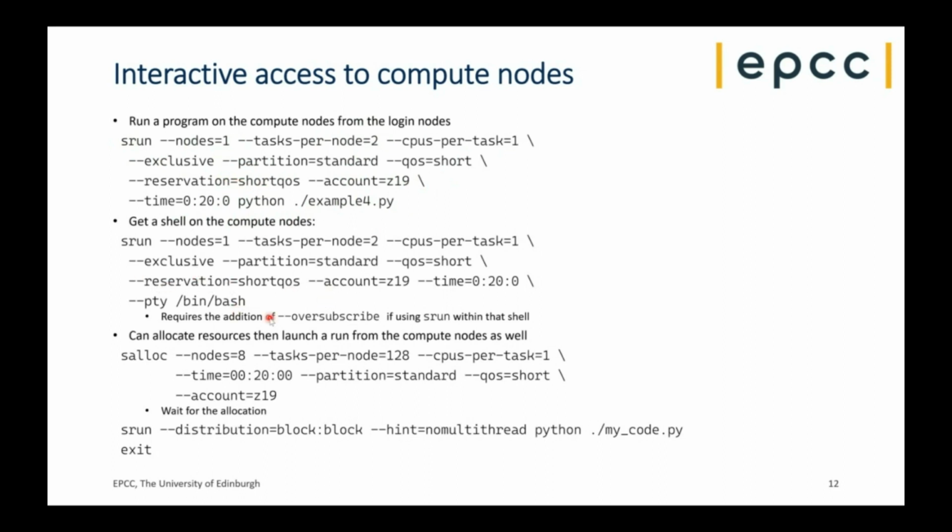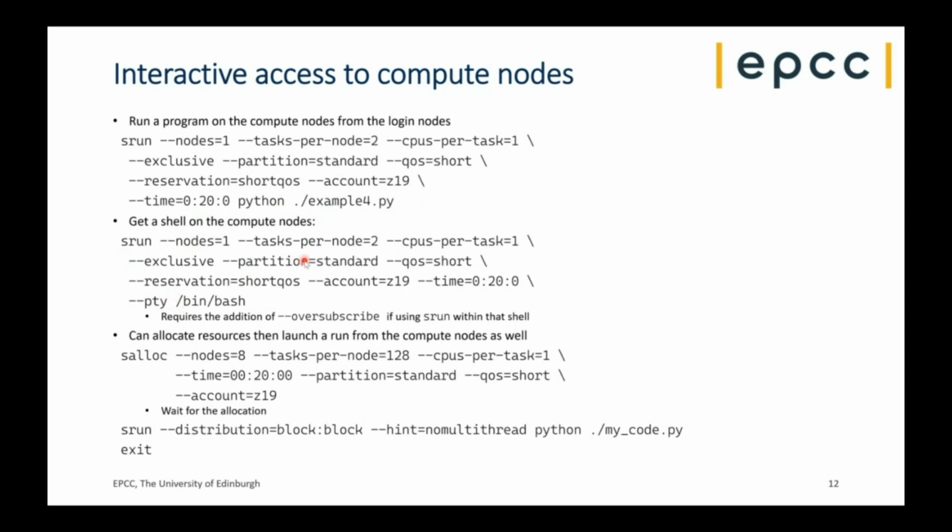If I want to log directly into the compute nodes myself and then run commands myself, rather than telling it what command I want to run, then I can use this command here. It's exactly the same thing, but instead of saying I want to run Python with a program, I do this thing here, --pty bin bash, and that gives me a login terminal to a compute node once it starts, where I can run my commands directly.